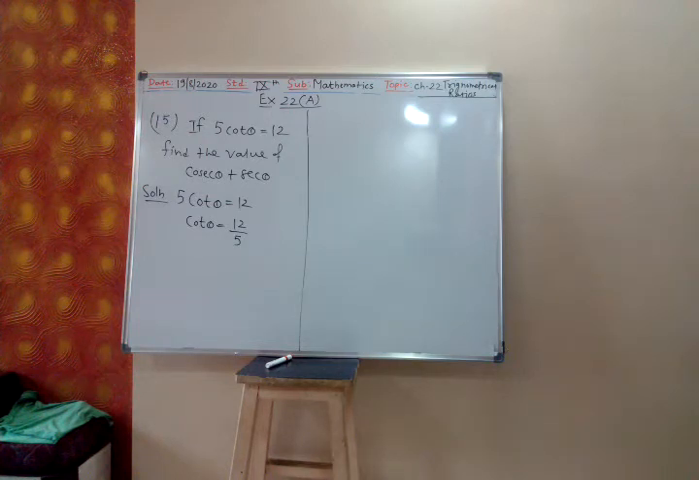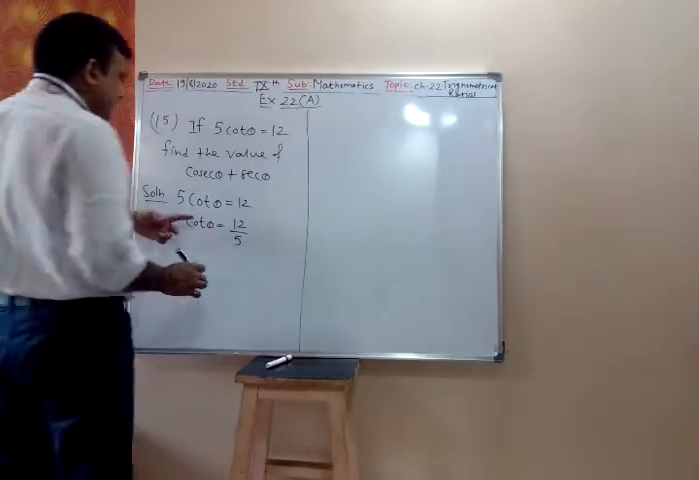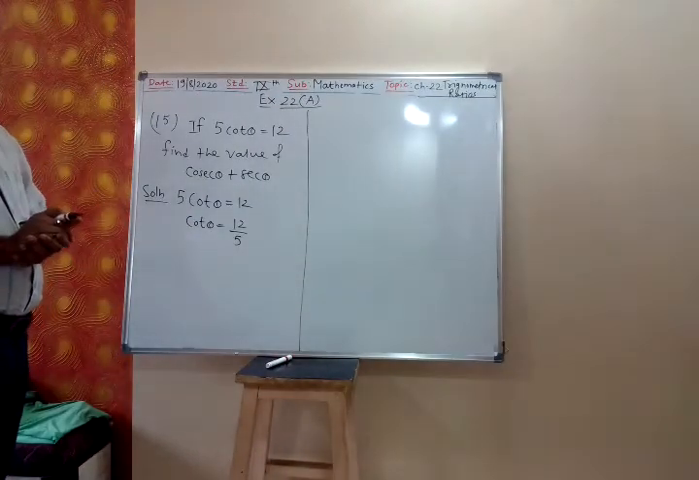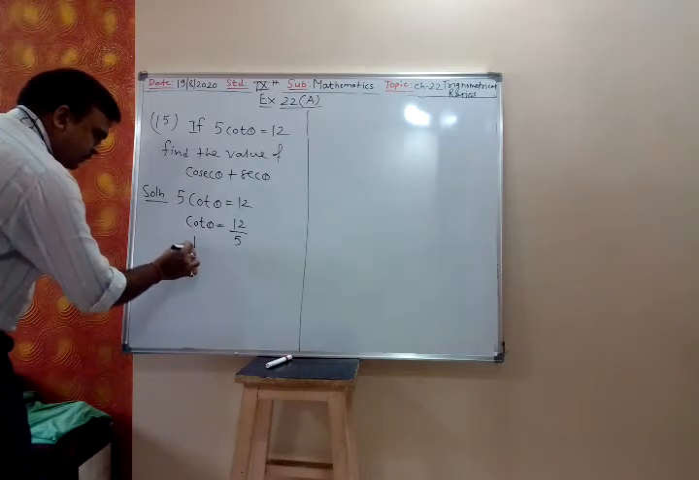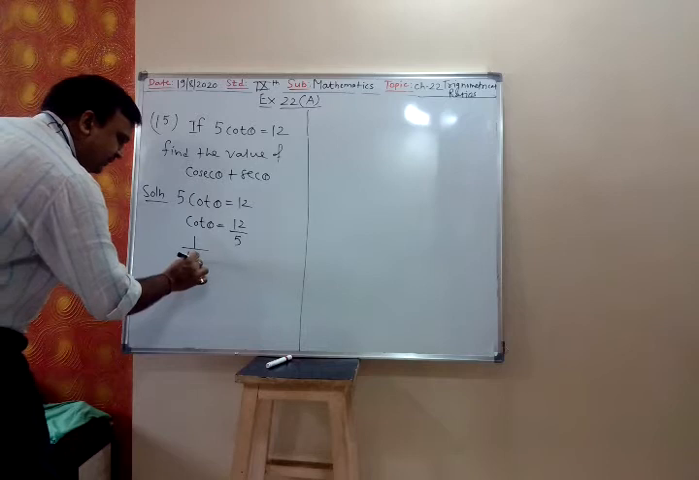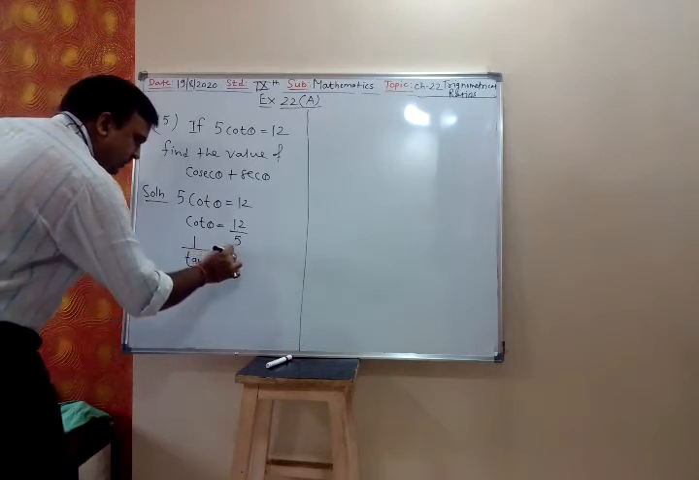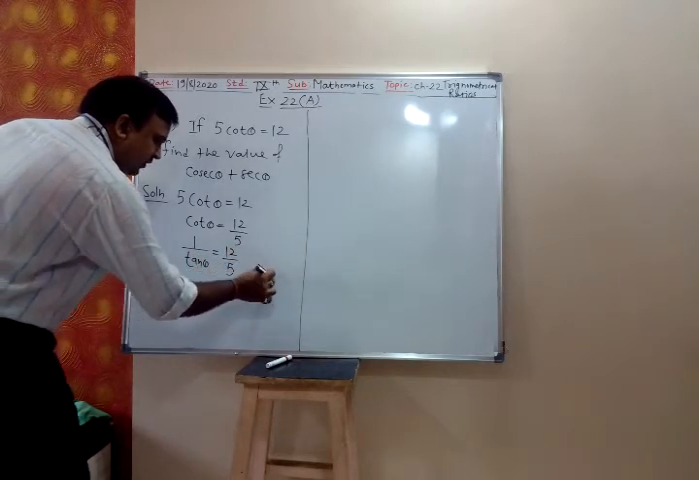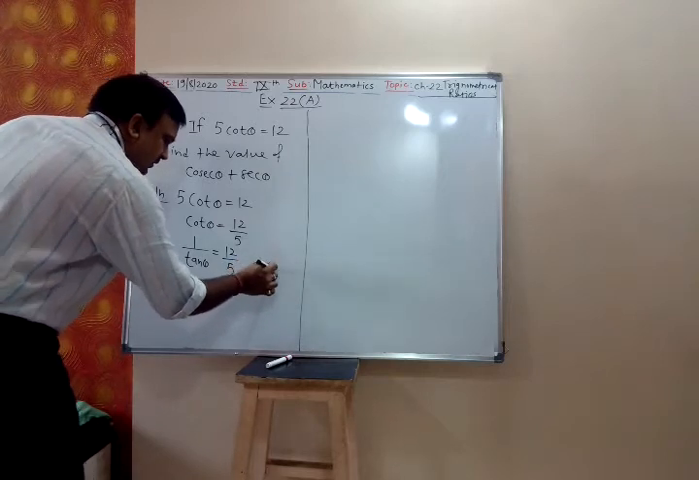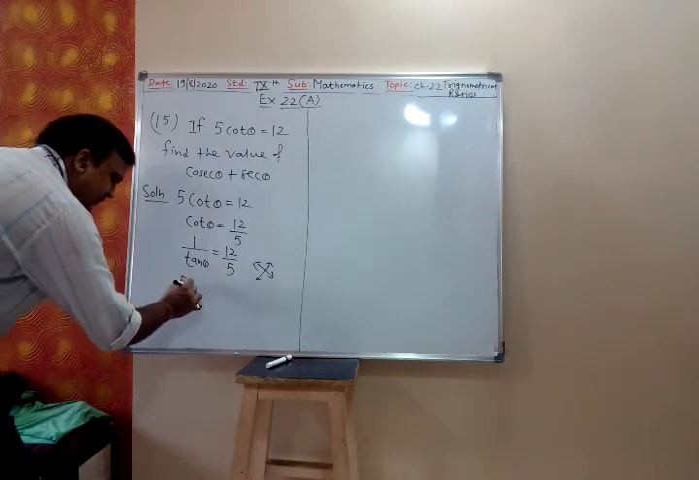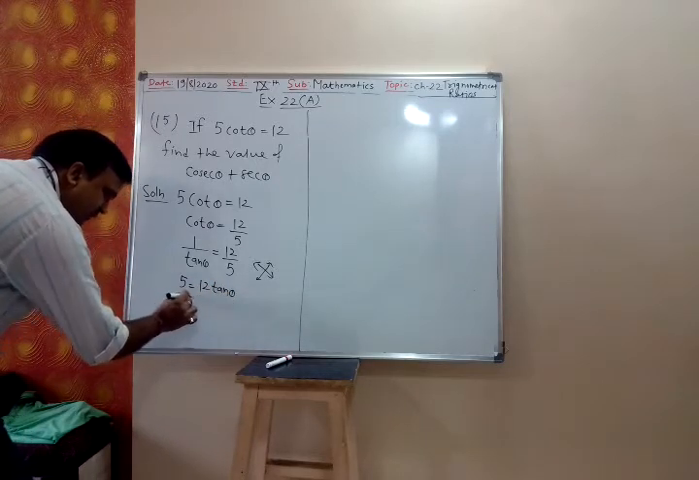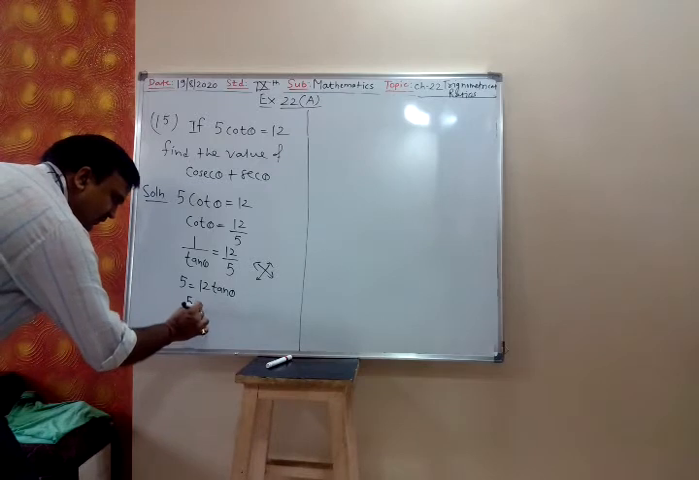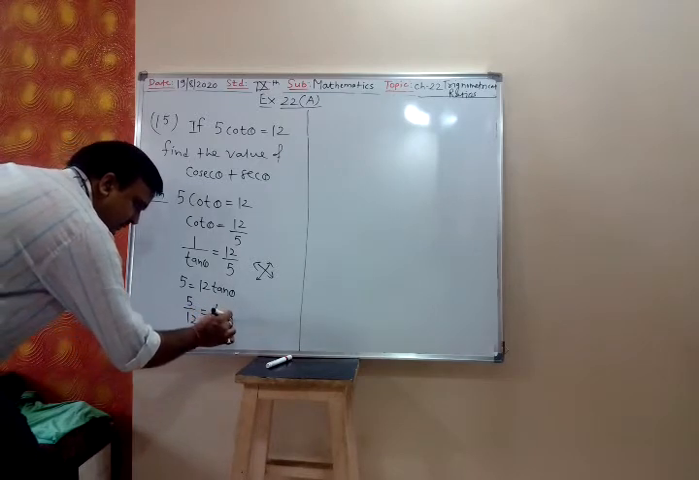So 5 cot theta is 12, so cot theta is 12 upon 5. But what is cot theta? It is the reciprocal of tan theta, no? So 1 upon tan theta is 12 by 5. Now cross multiply, so you will get 5 is equal to 12 tan theta. So 5 upon 12 is equal to tan theta.